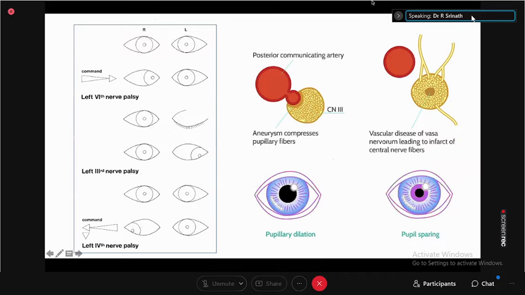Now, there are certain conditions when the pupil is spared and when it is involved. What is important to remember is that whenever there is compression, the pupillary fibers, which are peripherally located in the arrangement, are affected from the periphery. So aneurysm or vascular compression will cause early pupillary dilatation. Whenever there is an ischemic problem, something happening from within, like diabetes, the pupil may be spared.